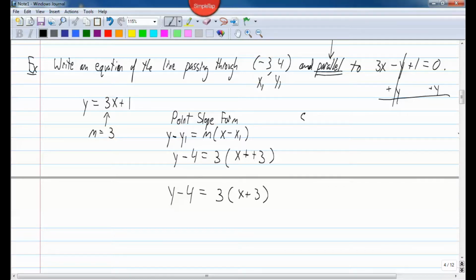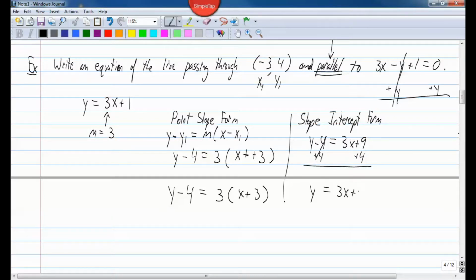If my problem asked for slope-intercept form, I would not be done. I would need to take this answer and solve for y. So multiply out the right side. So y minus 4 equals 3x plus 9. Add 4 to both sides. So y equals 3x plus 13. And if that's what the problem wanted, if it wanted slope-intercept form, I'd be done.